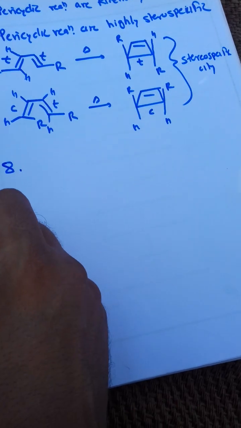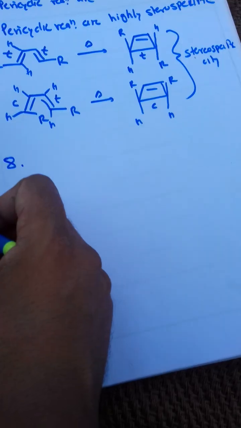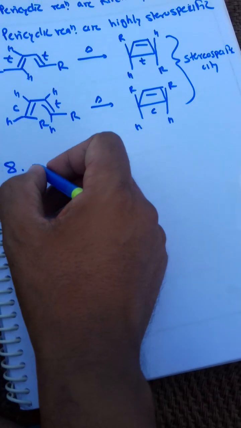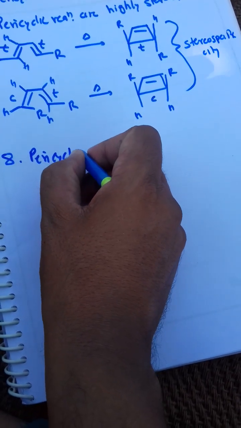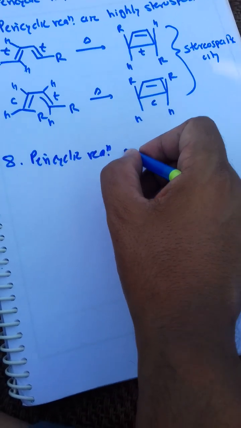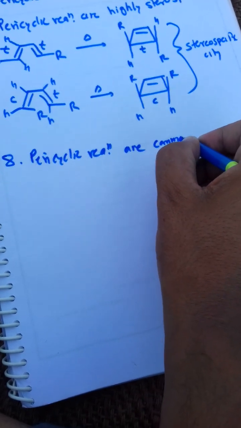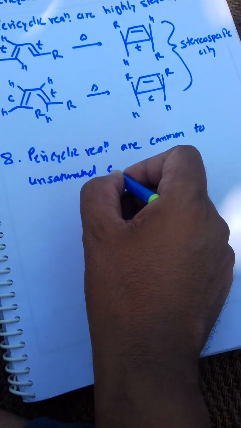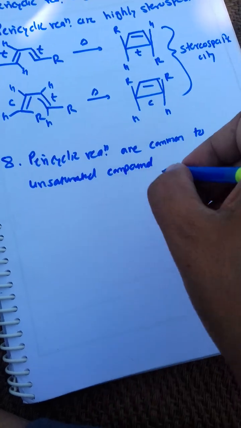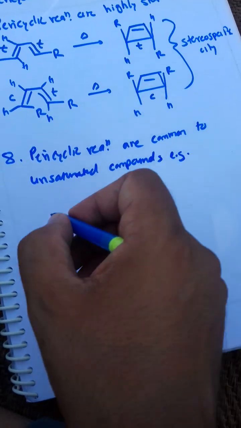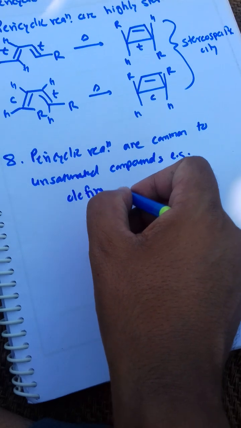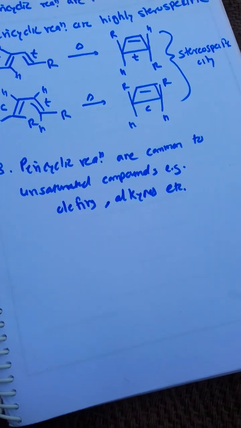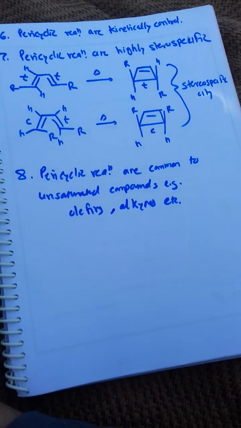That is the next characteristic. The pericyclic reactions are common to unsaturated compounds, for example olefins, alkynes, etc. So these are the characteristics of pericyclic reactions.